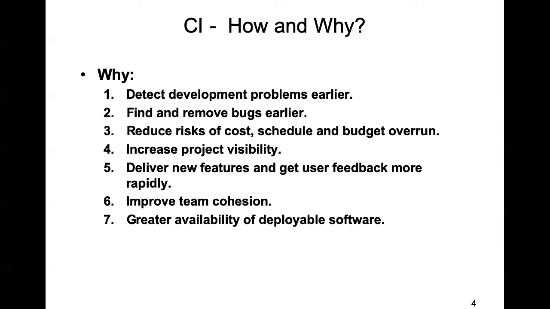Number 6, improve team cohesion. Number 7, greater availability of deployable software. That's what I was talking about there. Deployable software is really, what we mean by that is software that we can actually make available to the customer or the clients, be it for demonstration purposes or that they can actually use in their everyday work.